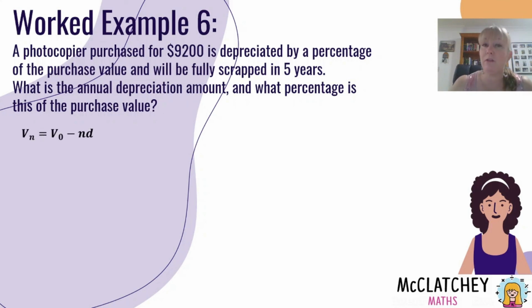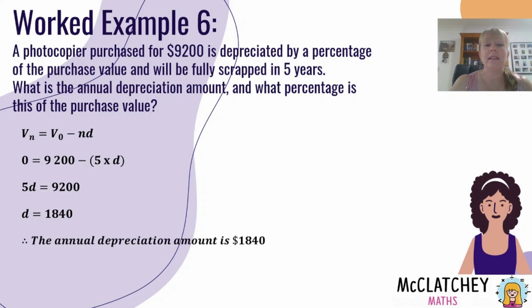So we use our general rule for depreciation again. Our starting value is 9,200. Now we're saying fully scrapped, so that means VN is going to be 0 minus 5D, and we've got to find out what that depreciation value is. So if we simply rearrange our formula again, we've got D is equal to 1,840. So what that's telling us is that it's being depreciated annually by $1,840.